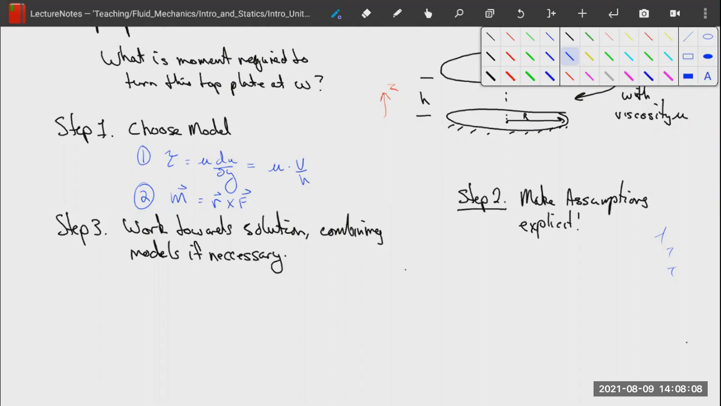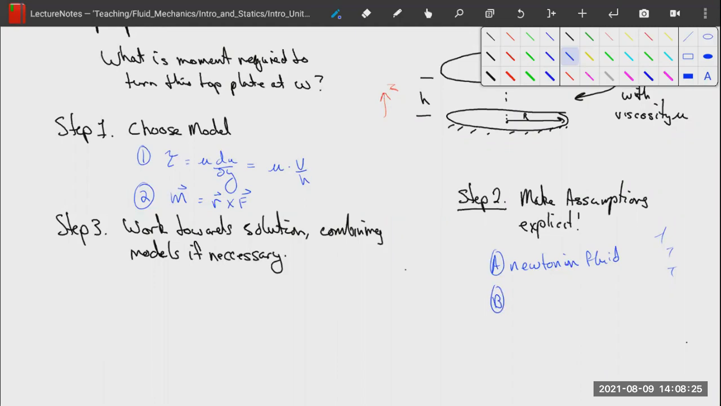Make our assumptions explicit. And this is the only time we're going to make this assumption, because for the rest of the semester, we're only going to be dealing with Newtonian fluids. But let's say A, Newtonian fluid. We weren't told what it is, so we're going to assume it is, right?